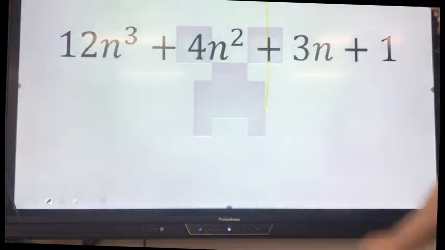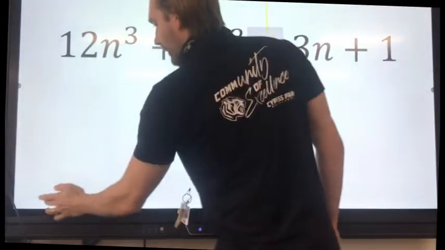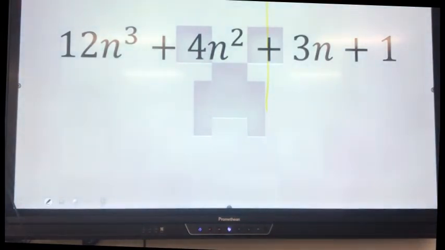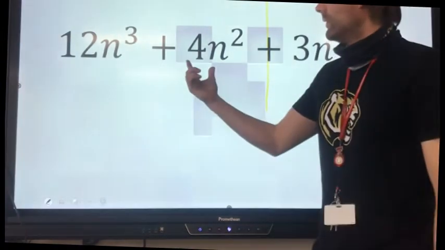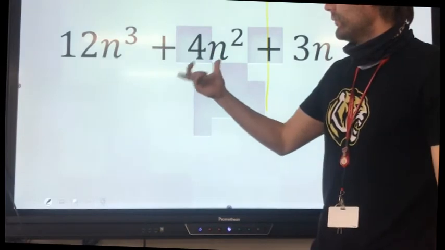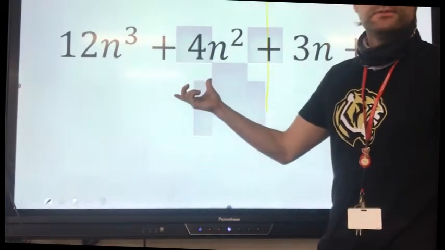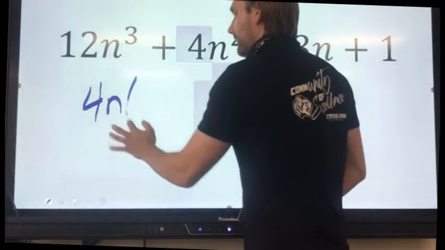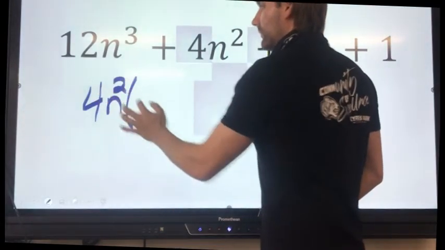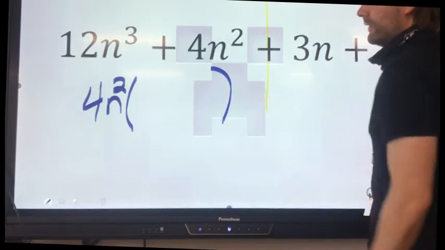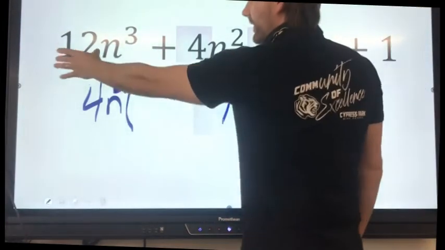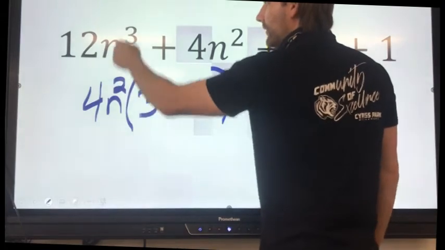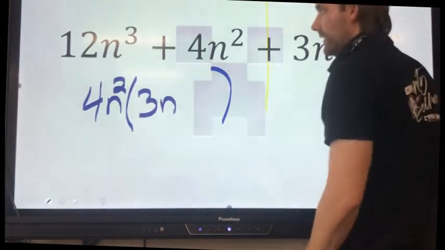All right, let's cut this polynomial down the middle. First off, what's my GCF here? 4n squared. So that's what I'm going to take away. 12 divided by 4 is 3. I'm taking away 2 from this 3, so just an n.